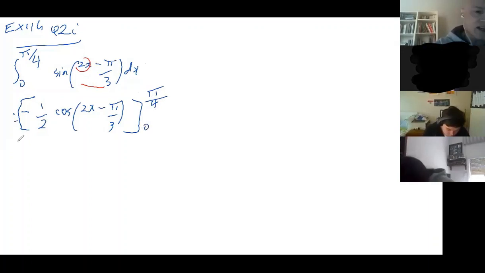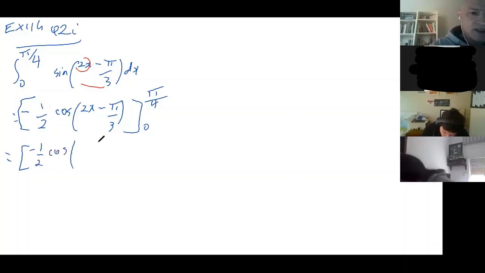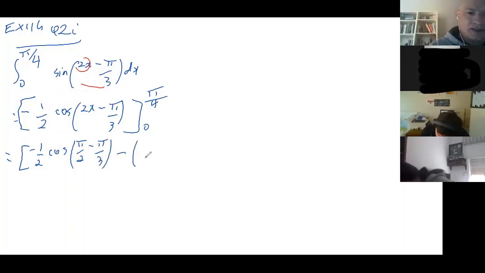I can take out the negative a half, but I don't need to. That's just a constant. I can keep it in there, it won't matter, it's just a little bit more work. So I'm going to keep it in there for this one, and the next ones I'll take it out. So this becomes negative a half cos. 2 times pi on 4 is going to give me pi on 2. I've still got my minus pi on 3. Then I've got a minus the 0. A minus, negative a half cos. Putting my 0 in there, 2 times 0 is 0, so this becomes negative pi over 3.